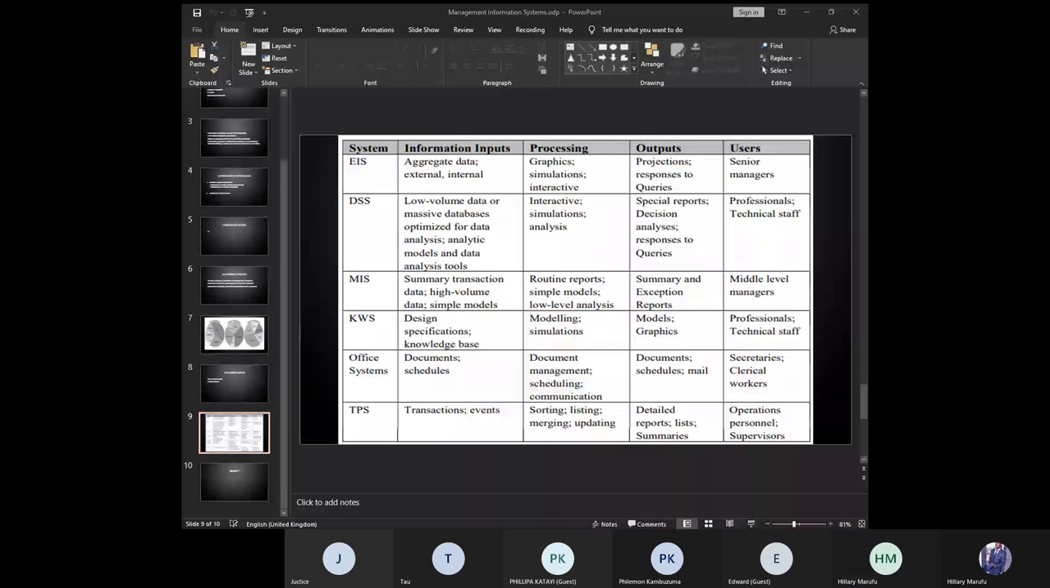That's fine. So on top of that, we've got MIS, management information system. Then we've got decision support system. Then the third one, let's hear from someone else who hasn't said anything. Justice, what does EIS stand for?